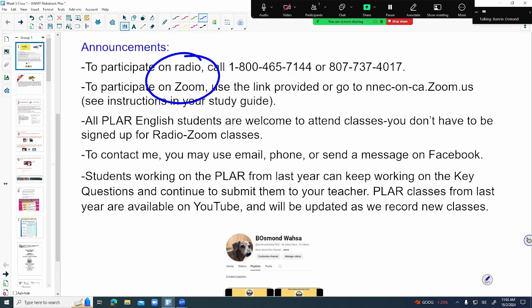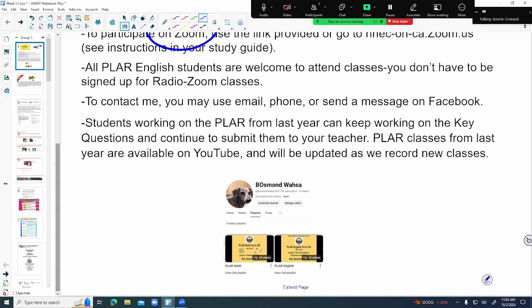Students working on the PLAR from last year can keep working on the key questions and continue to submit them. PLAR classes from last year are still available on YouTube and are updated as I record the new classes. So you'll notice that some classes are old, some are new. The new classes are the ones that I'm recording this year, and the old classes are still there for any students who are working ahead of where we are in class. So you can still get some help.